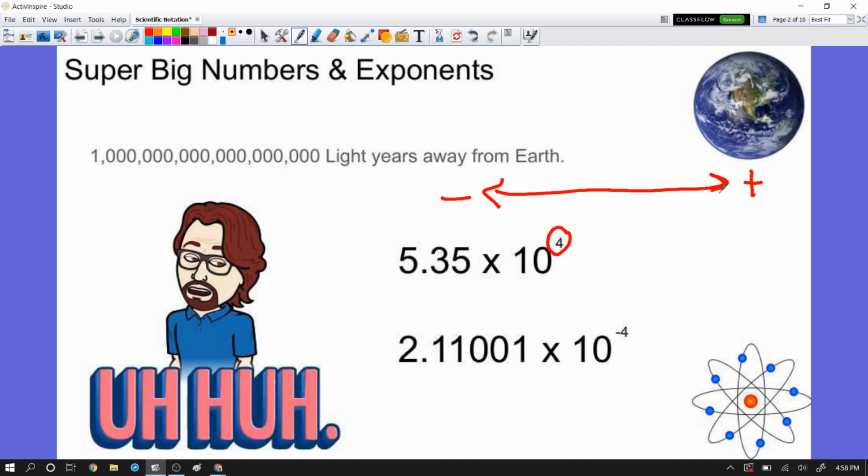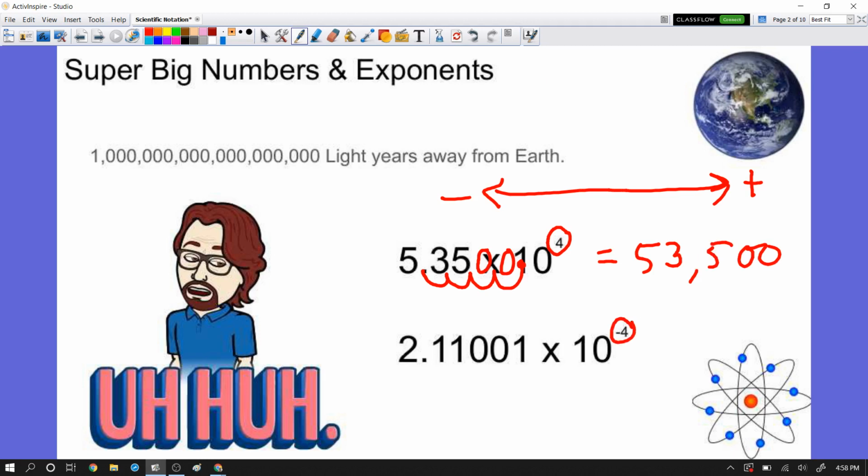Super easy to remember. So for example, 10 to the fourth, I'm going to go the positive direction 4 times. 1, 2, 3, 4. What do you think you put in those little blanks there? I'm going to move the decimal. You put zeros. So we have 53,500. So that's what this equals. Easy peasy.